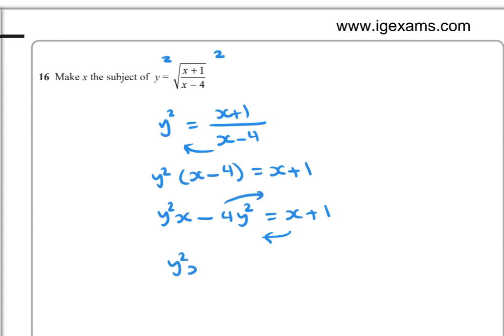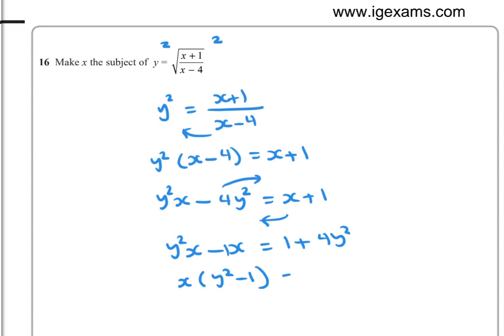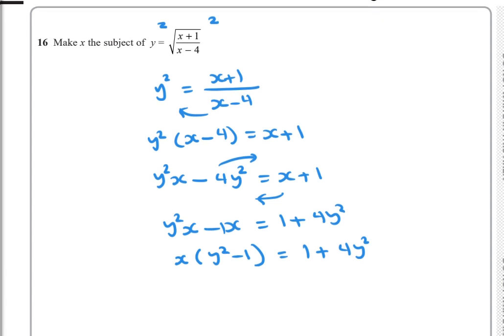So y squared x minus x equals 1 plus 4y squared. Take x common, so (y squared minus 1). Take care, we have an invisible 1 here. So when we take x common, (y squared minus 1) x equals 1 plus 4y squared. Now divide by y squared minus 1, so x equals (1 plus 4y squared) over (y squared minus 1).